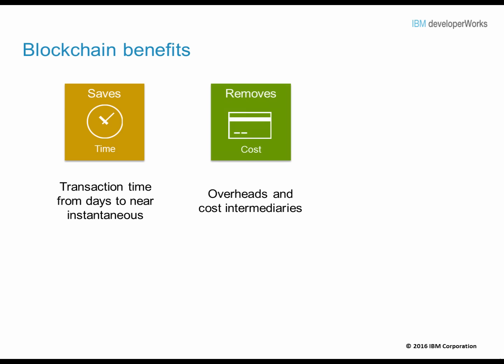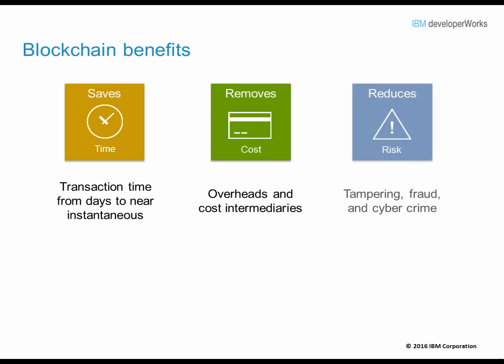Second, cost. It removes the cost by automating trusted processes. Unlike a centralized system where only the network operator can create a generalized solution that fits every user's needs, blockchain network allows each participant to create customized solutions using their own proprietary business logic while running on the same common ledger. The third, which is risk.